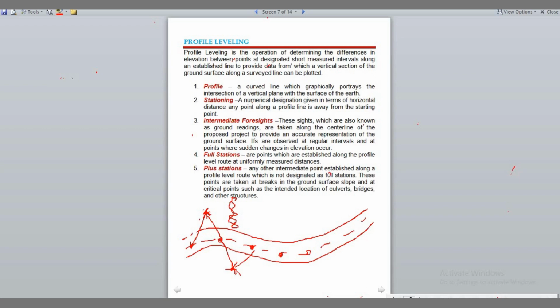In differential leveling, can you see my screen? Yes, ma'am. In differential leveling, let's say we have a side view. Here is point A, and here is point B. So you can see the difference. From the top view, here is point A and here is point B.